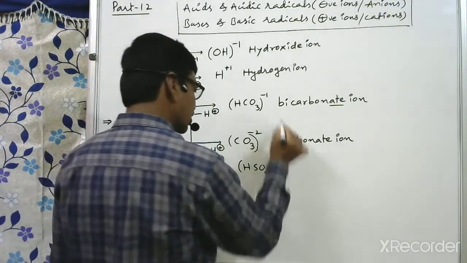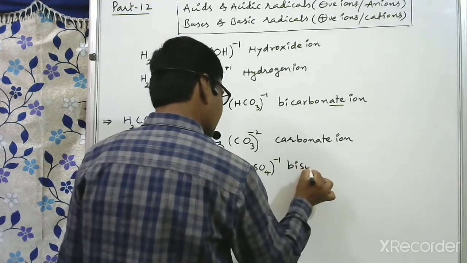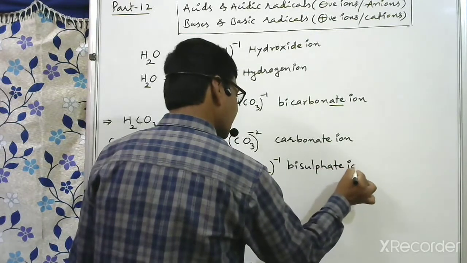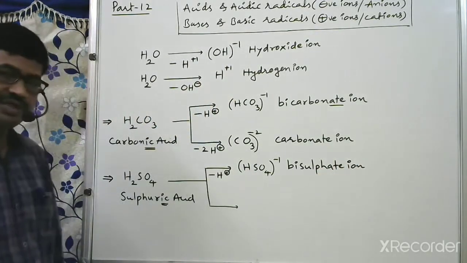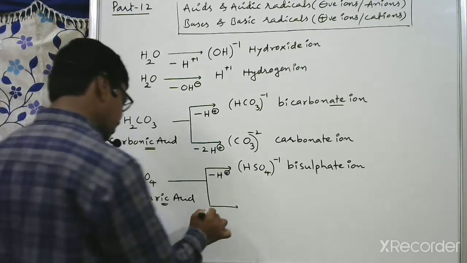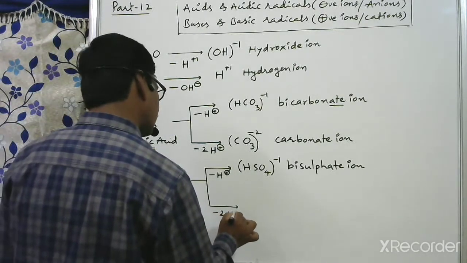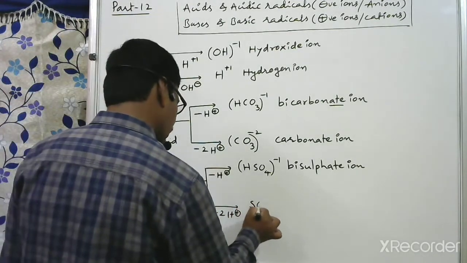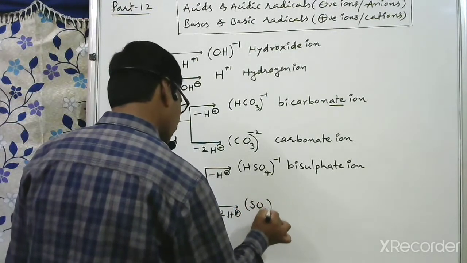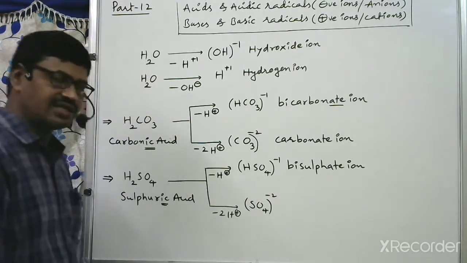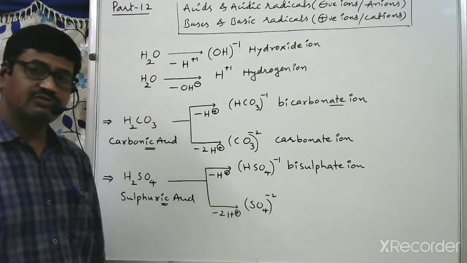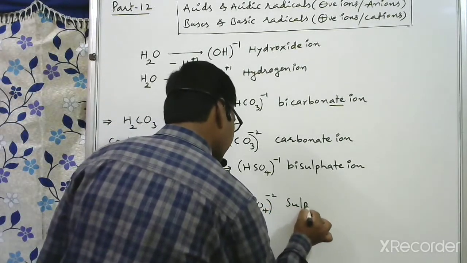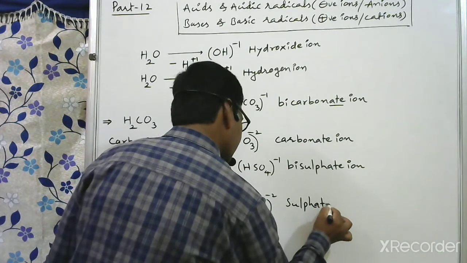This is called similar to this. Since it is from sulfuric acid, we can say it is the bisulfate ion. Similarly, from this we can remove two hydrogens also, 2H plus. If we remove 2H plus ions, what is the remaining? SO4. This total SO4 carries minus 2. Directly we can write, without brackets also, SO4 minus 2, which is nothing but the sulfate ion.